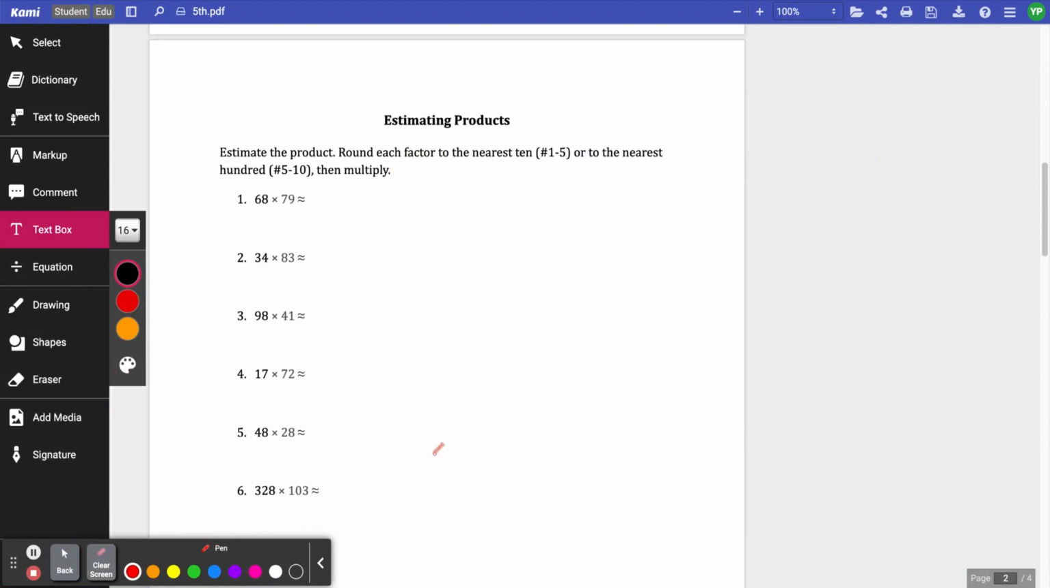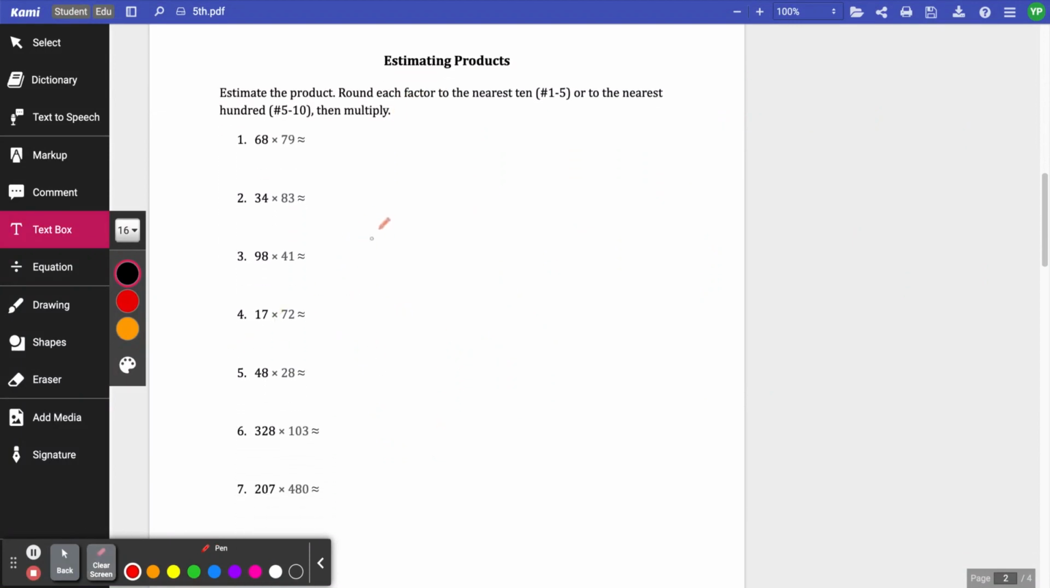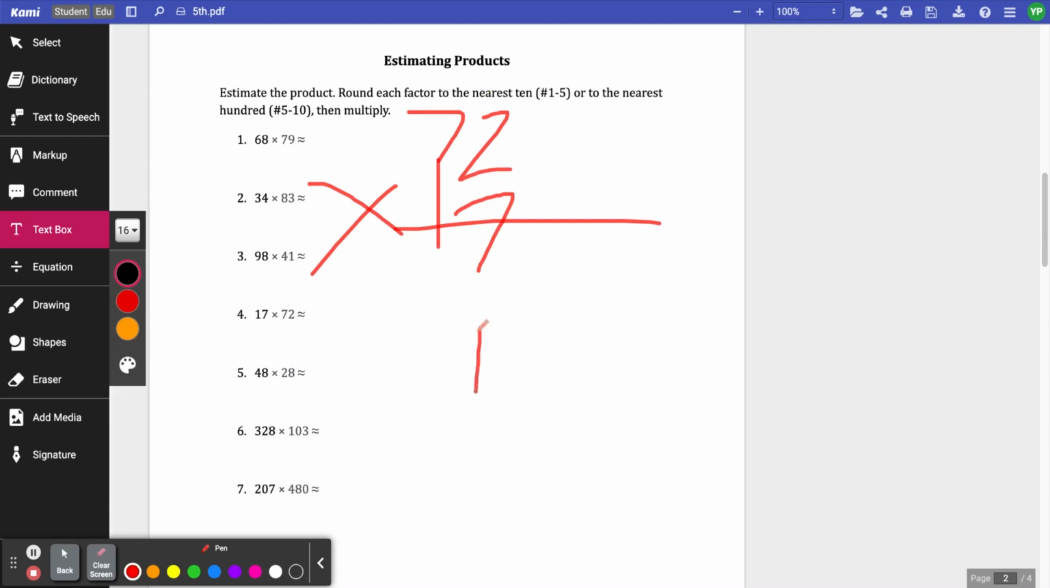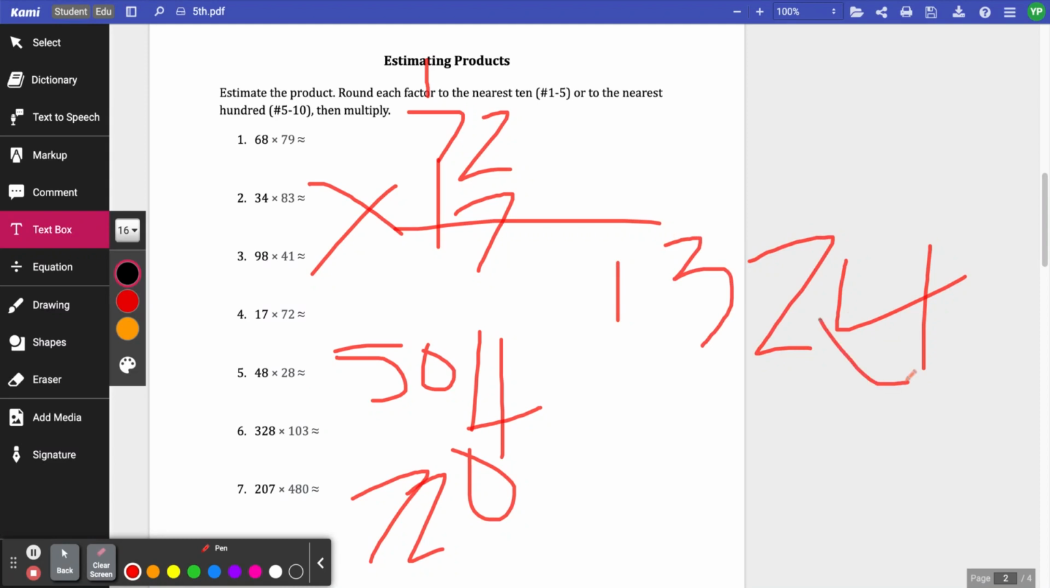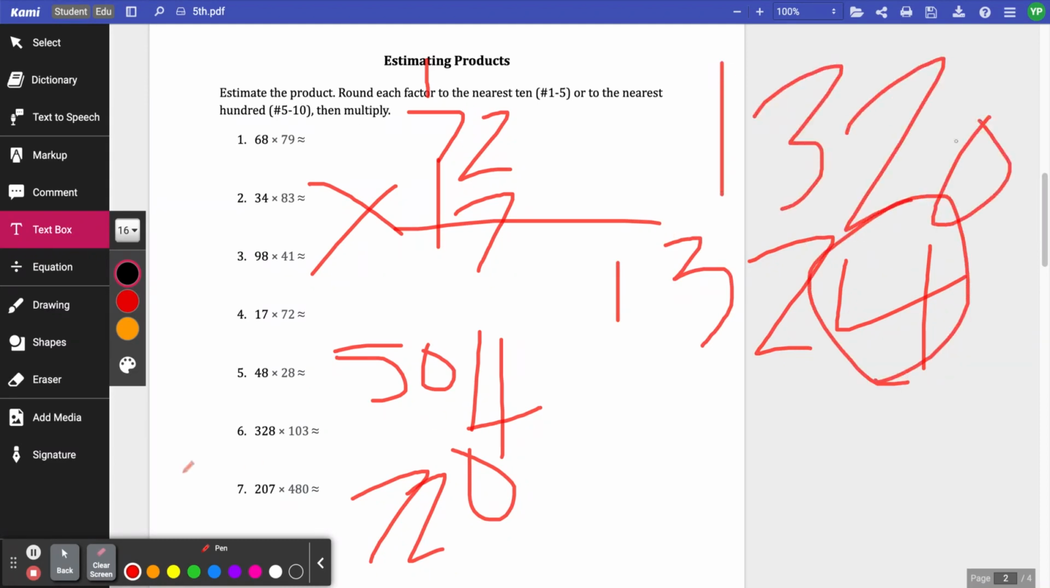Let's just do one more problem for 1 to 5. 17 times 72. It's going to be 2 times 7, that's 14. 7 times 7 is 49. Plus 1 is 50. Placeholder 0. 2 times 1 is 2. 7 times 1 is 7. And you get 1,224. You look at the 4, which is less than 5, so you just round down to 1,220.